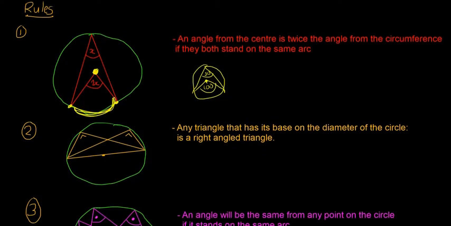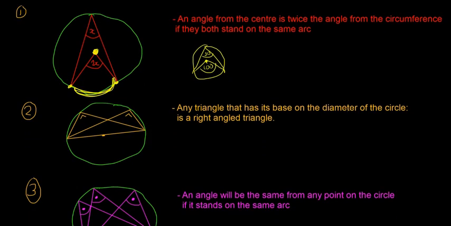The second rule is that any triangle that has its base on the diameter of the circle is a right angled triangle. So for example, these 2 triangles have their base on the diameter, and the diameter goes through the center point. That means this top one here is always going to be at a right angle if this bottom one is on the diameter. Okay, so no matter what, these 2 rules are always true.